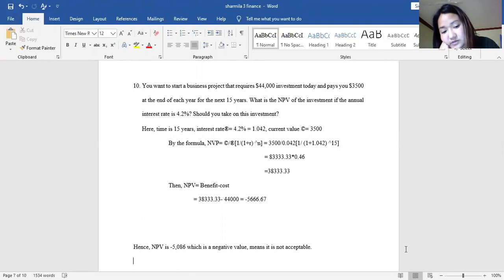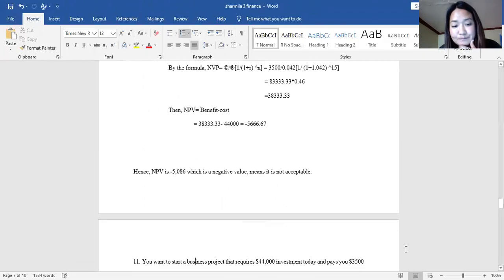Since the net present value is negative 5,086, which is a negative value, it means the investment is not acceptable.